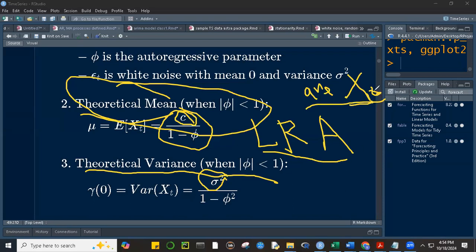Pwede natin makuha naman to, di ba? Var ng x sub t. Ito yon. Pero if a factor mo yan ng 1 minus phi squared. Okay? Now question, ang ano ba, empirical variance, mas malaki kaysa kay ano? Theoretical variance. Can you answer that, class, please?